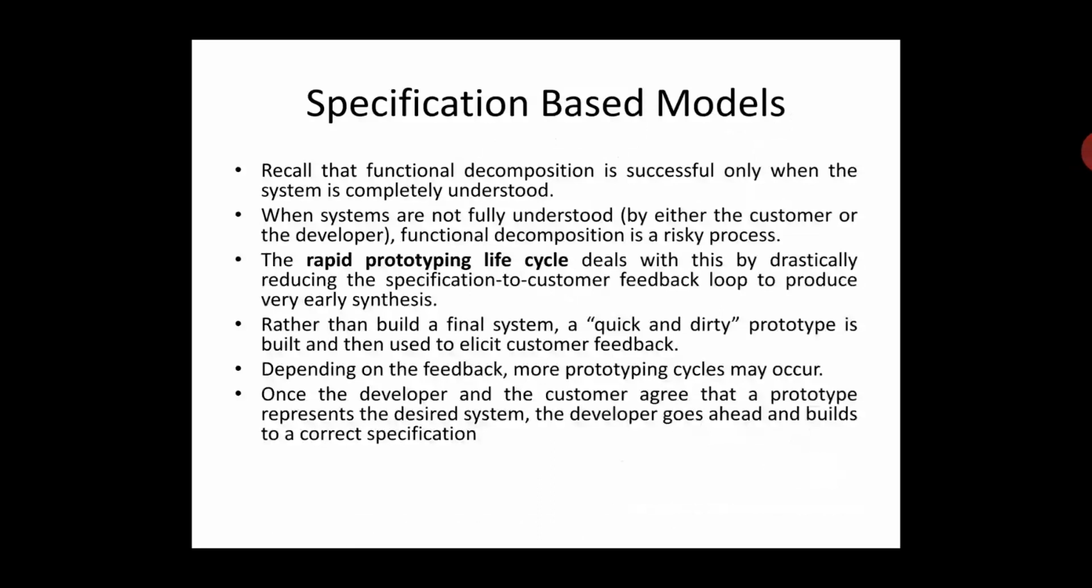Once the developer and the customer agree that a prototype represents the real system, the developer goes ahead and builds the correct specification. So after getting the complete feedback from the customer by showing the prototype versions, and after making all the changes, we start from the specification and build the particular system. That is the approach of the rapid prototyping life cycle model.